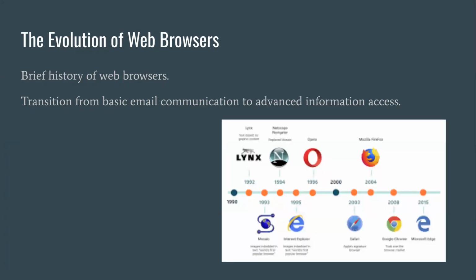So let's look at a brief history of web browsers. Not too long ago, the primary use of the internet was to send emails. Fast forward to today, web browsers have revolutionized things. We can pretty much do everything from simple email communications to comprehensive information access tools.